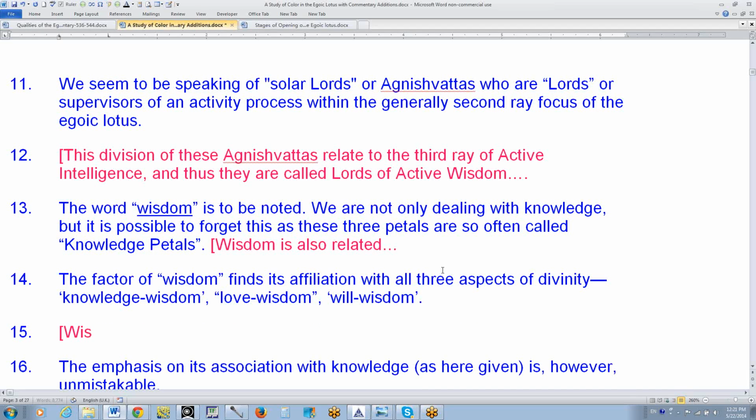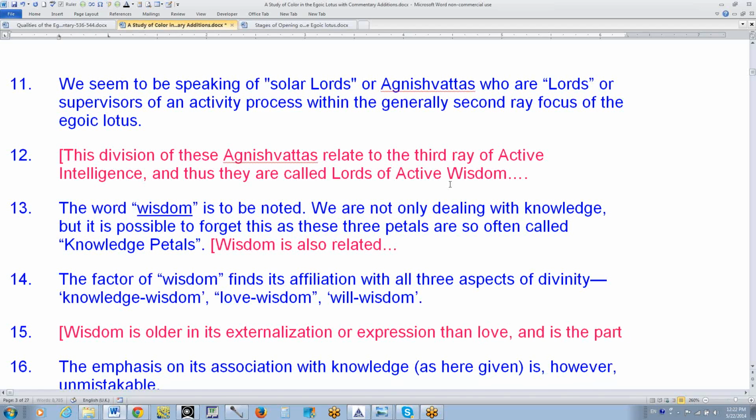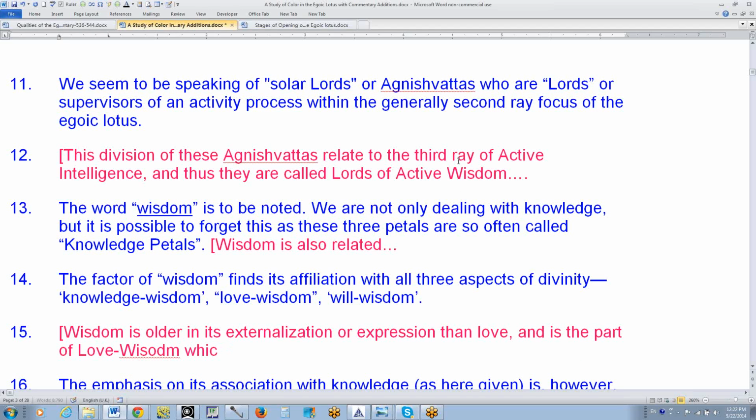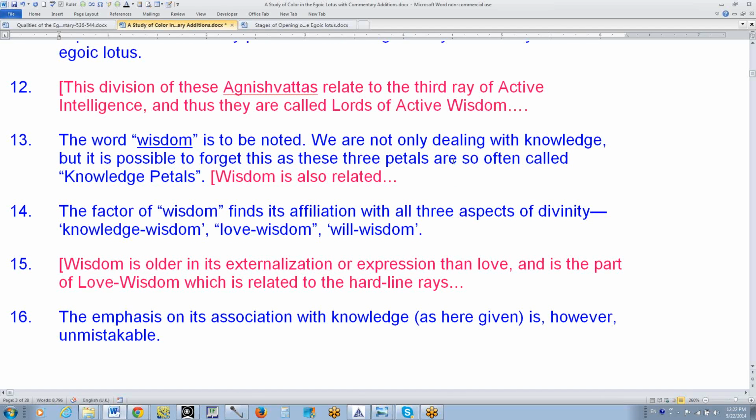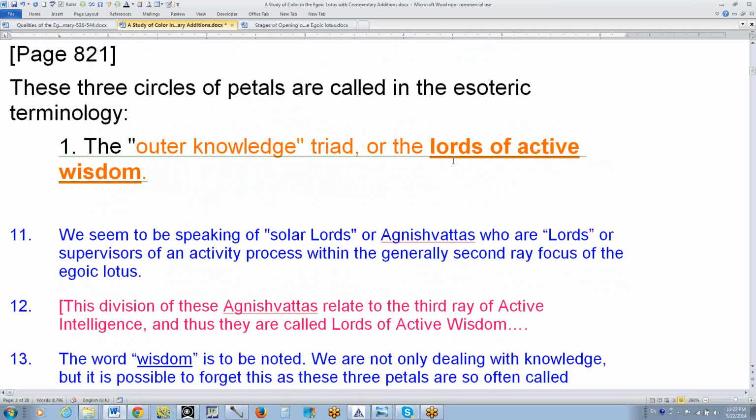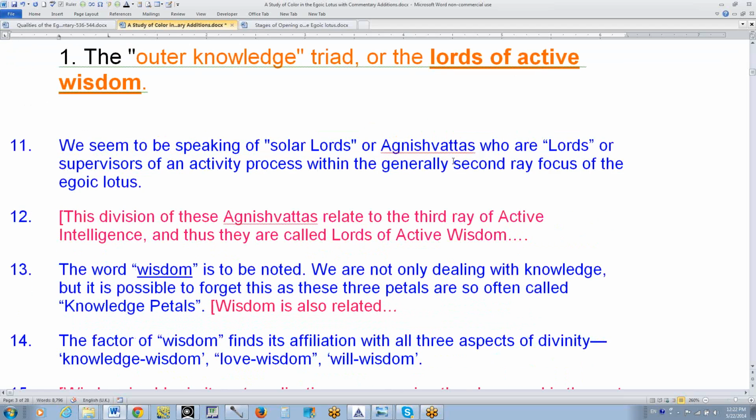You can say that wisdom is older in its externalization or expression than love, and is the part of love wisdom which is related to the hard line rays. The emphasis on its association with knowledge as here given is, however, unmistakable. So the outer knowledge triad, or the lords of active wisdom: activity leads to wisdom, love leads to wisdom, will leads to wisdom.